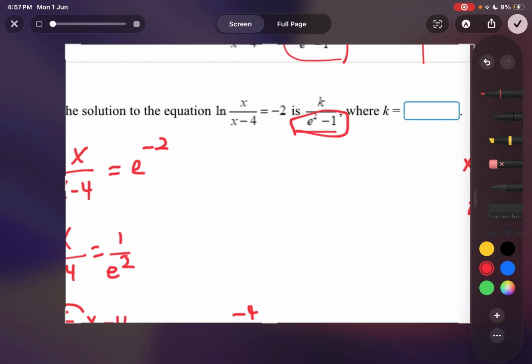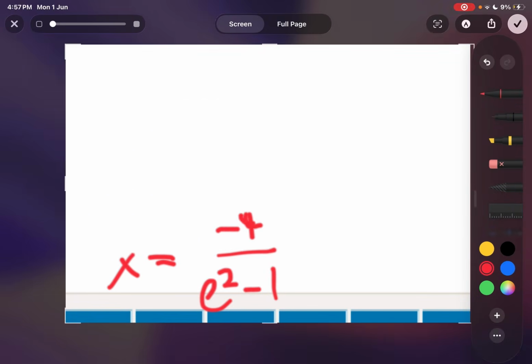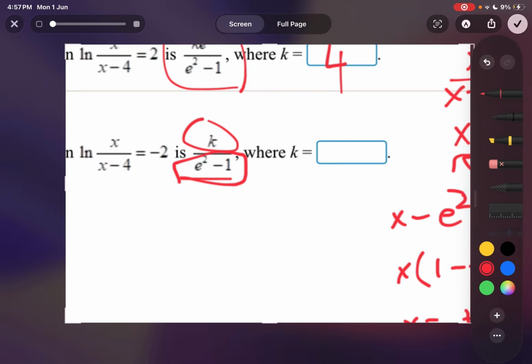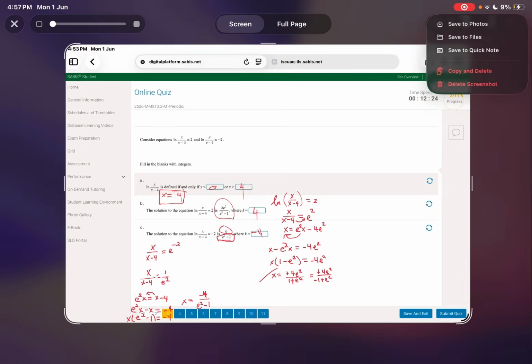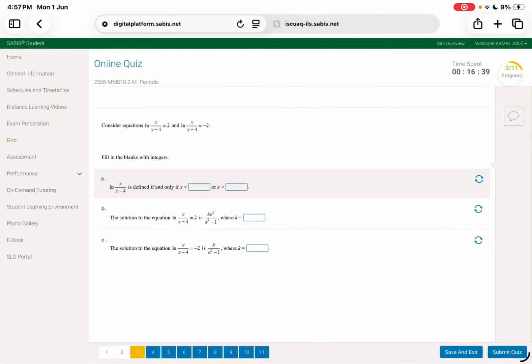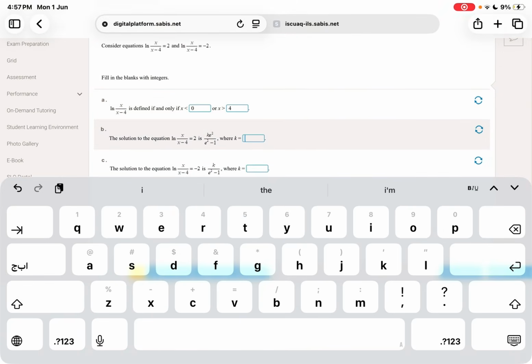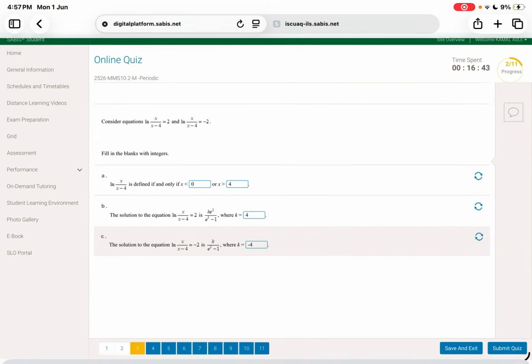See, here it's e squared minus 1, the exact same as how it is. So we don't change any sign, nothing. So here it's minus 4. They want k, which is minus 4, so it's 0, 4, 4, minus 4. Okay, let me save this. So now it's 0, 4, 4, and minus 4.